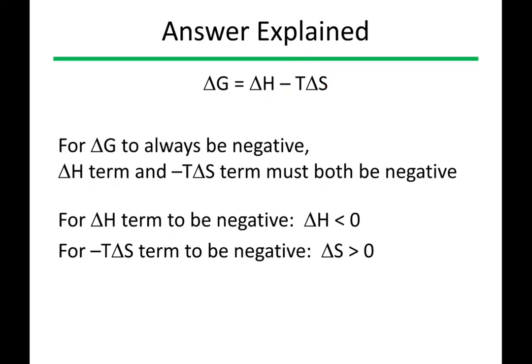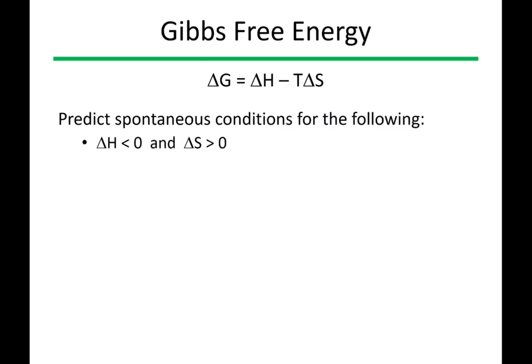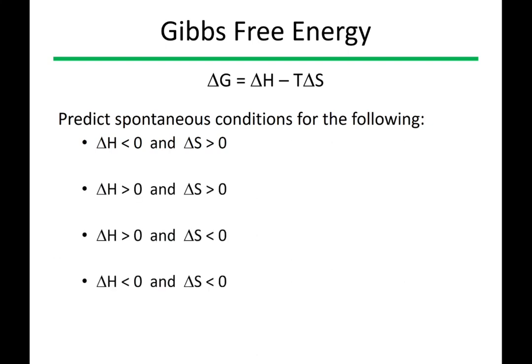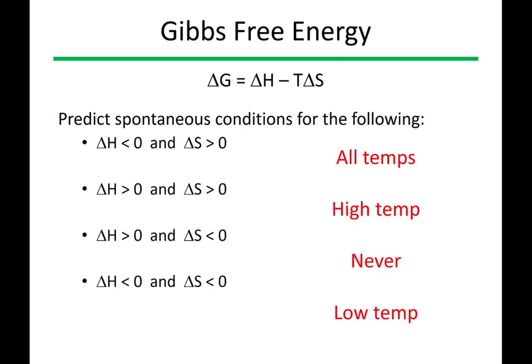So again, we can see for the delta H term to be negative, delta H has to be less than 0, and for this whole term together to be negative, delta S has to be positive on its own. We can extend this to looking at spontaneous conditions for all of the following. So if delta H is negative and delta S is positive, this one will be spontaneous at all temperatures because delta G will always be negative.